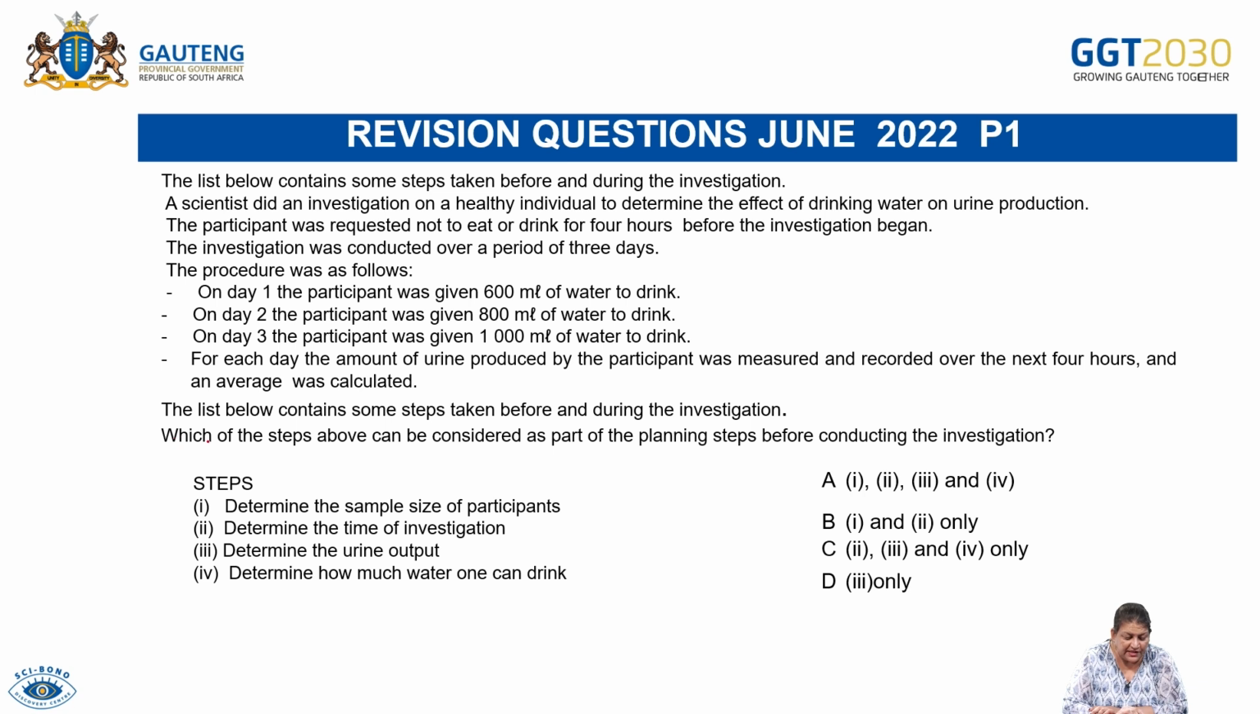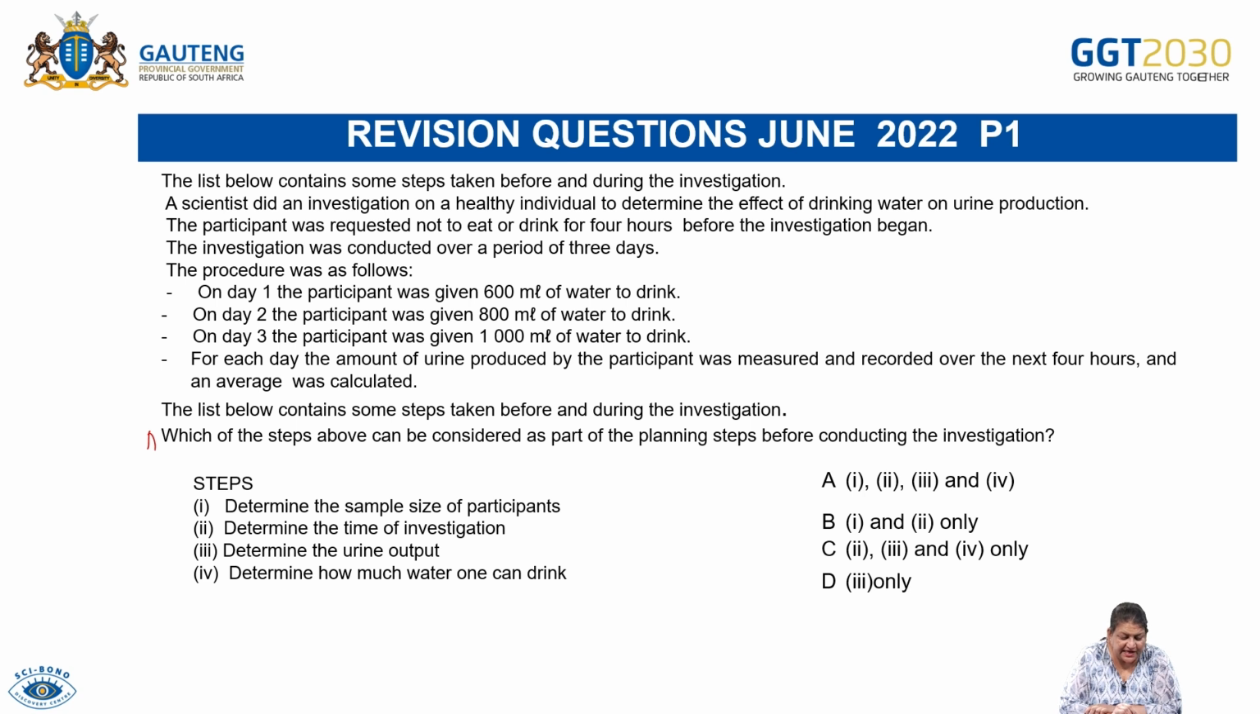So the list below contains some steps taken before and during the investigation. Now, what are these steps? Which of the steps above or below here can be considered as part of the planning steps before conducting the investigation? What are the steps that you must plan during an investigation? Now, let us see the steps. Because the question is, actually it's supposed to come on top, which of the steps above can be considered as part of the planning steps? For every investigation, you must have a planning step. So let's see the steps.